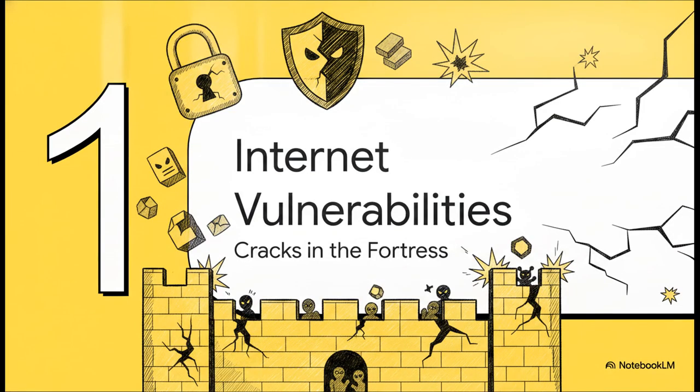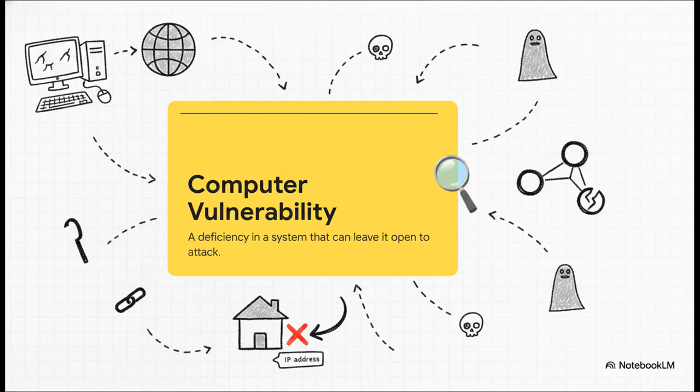Section 1. Internet vulnerabilities and cyber threats. The cracks in the digital fortress. Okay, let's start by defining what actually leaves our systems exposed. The textbook definition of a computer vulnerability is simply a deficiency. It's a weakness in a system, a procedure, or the actual computer itself that leaves it open to a threat.